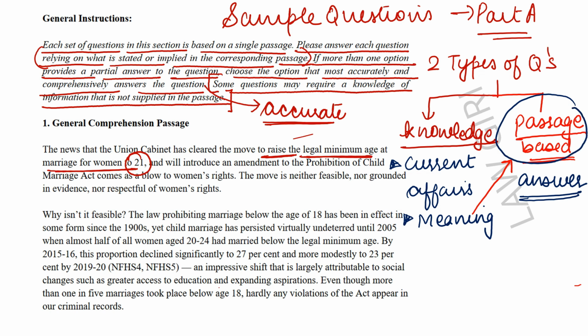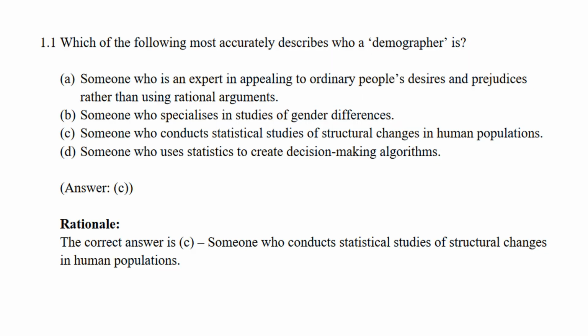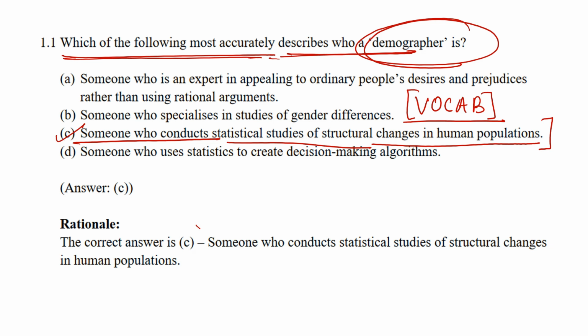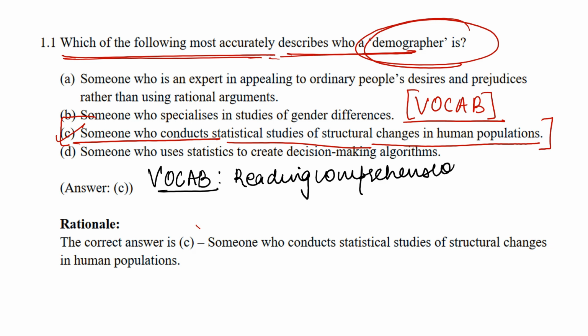So the passage was like this, okay? First, let's see what is the first question that they have asked from the passage. Which of the following most accurately describes who a demographer is? They have asked who a demographer is, so we will categorize this as a vocabulary question, right? Very good. The answer is C: someone who conducts statistical studies of structural changes in the human population. So we can say it is a vocab question, and vocab also falls in the category of English reading comprehension, so we will place this question there.